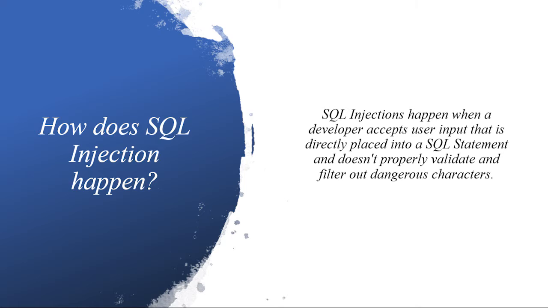So you ask, how does an SQL injection happen? SQL injection happens when a developer accepts user input that is directly placed into an SQL document and doesn't properly validate and filter out dangerous characters.